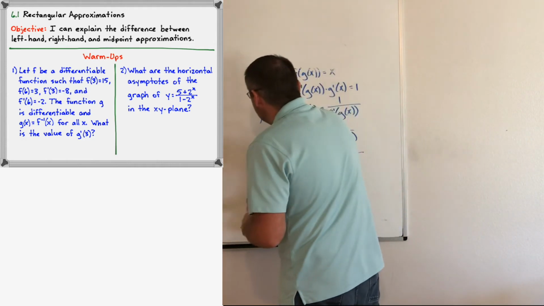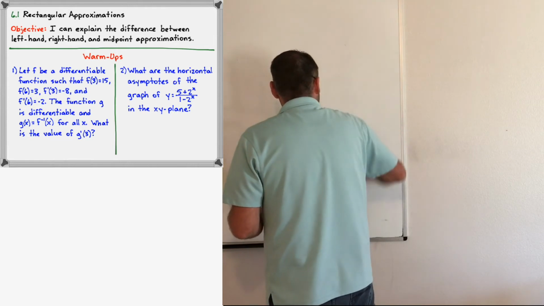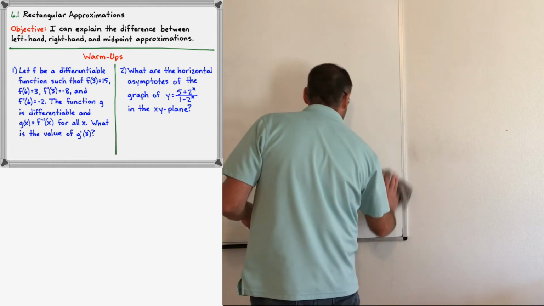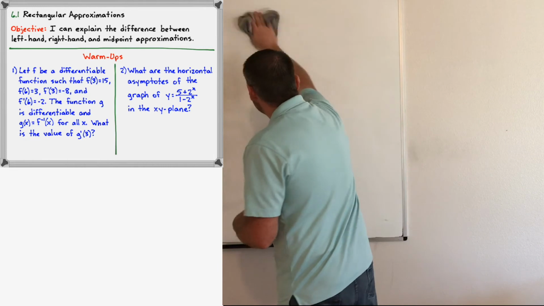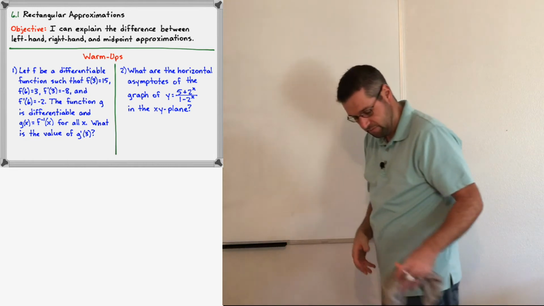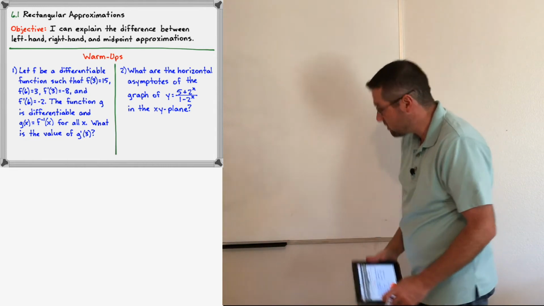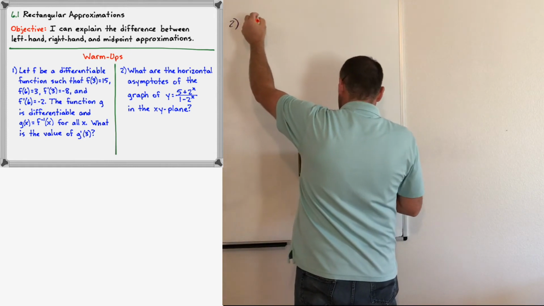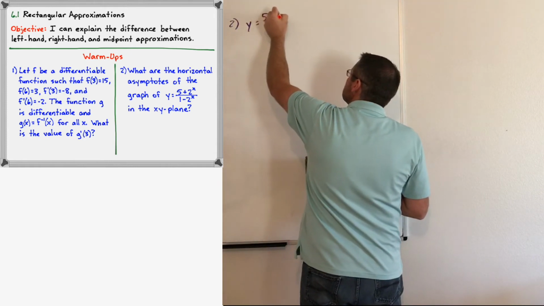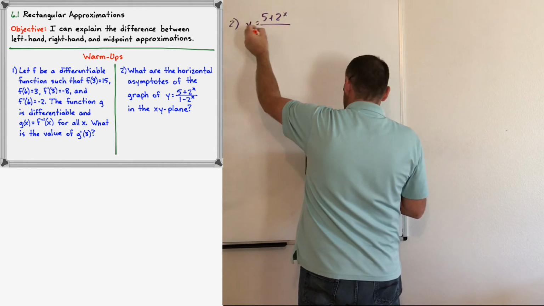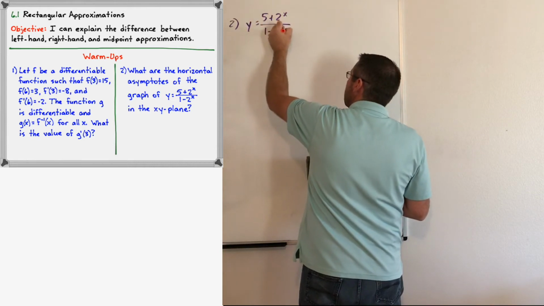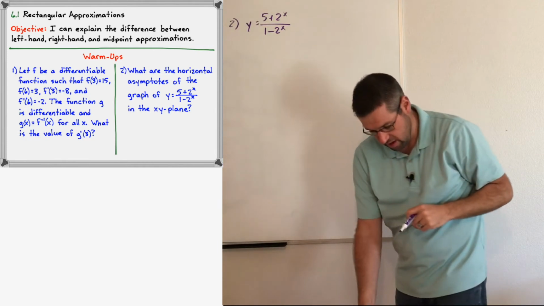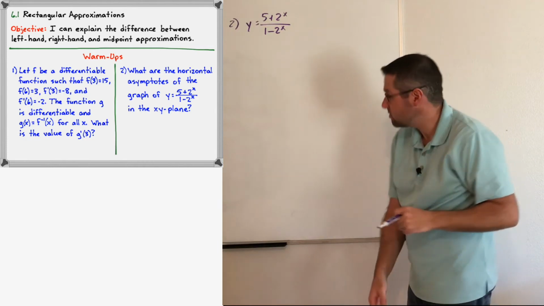For number 2, this is going way back to Unit 1 and actually diving into a little bit of pre-calculus analysis stuff. It gives us a function where y equals (5 plus 2 to the x) over (1 minus 2 to the x). And it's asking us to find the horizontal asymptotes.